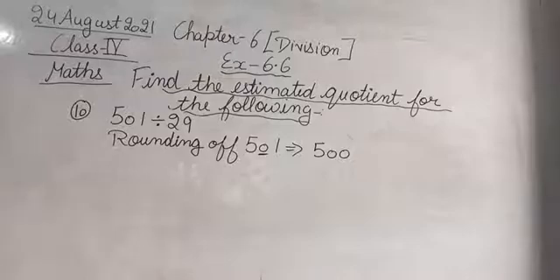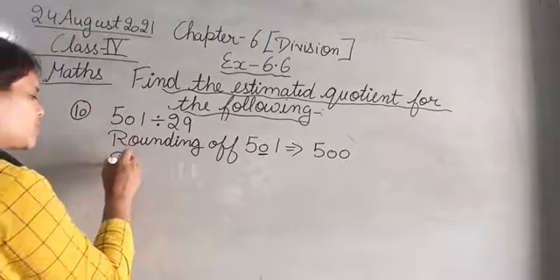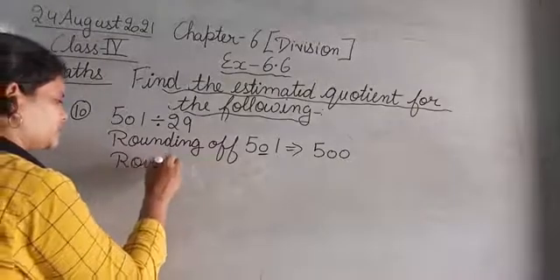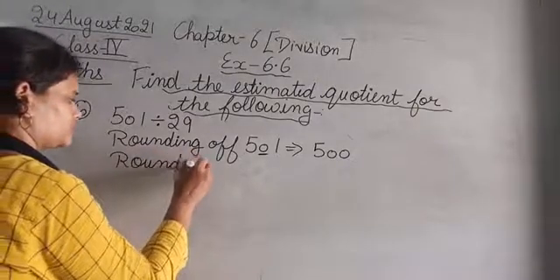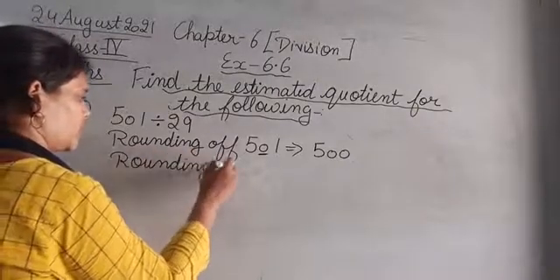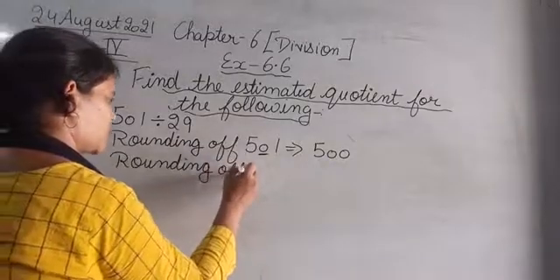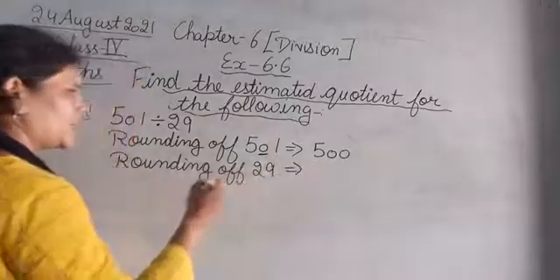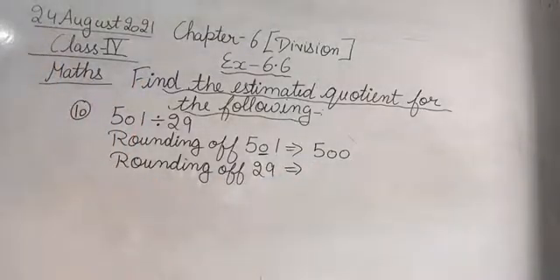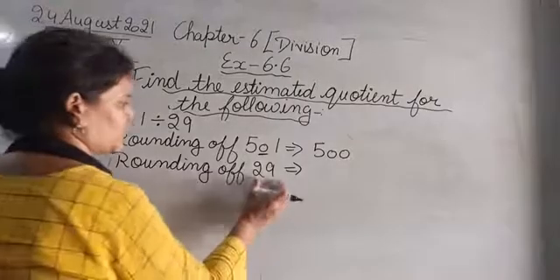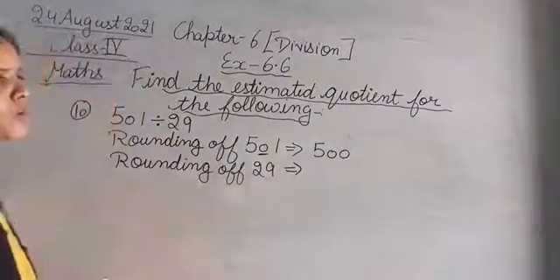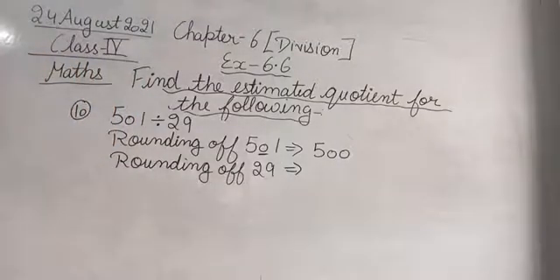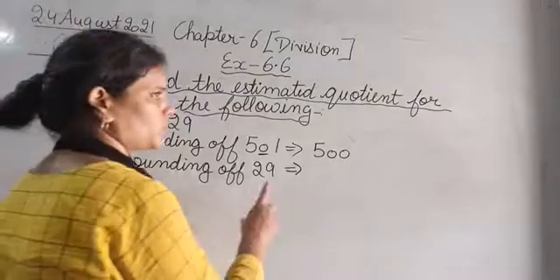Next is rounding off 29. So 29 is a 2-digit number. So we are going to round it off to the nearest tens. 2-digit number है, so इसका highest place value क्या है? Tens. So we are rounding it off to the nearest tens.